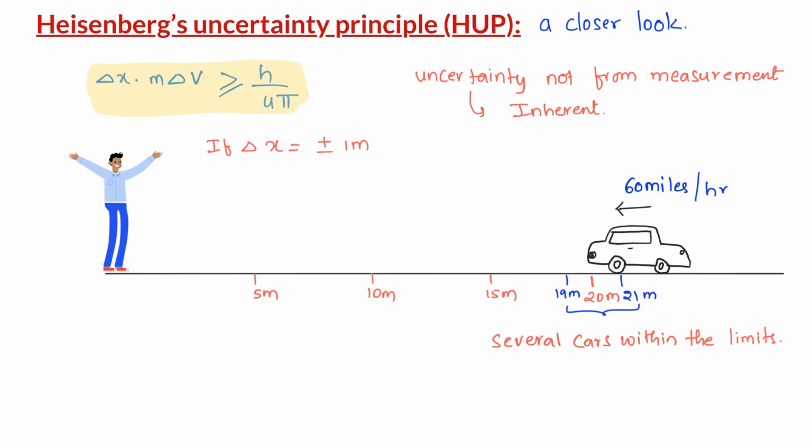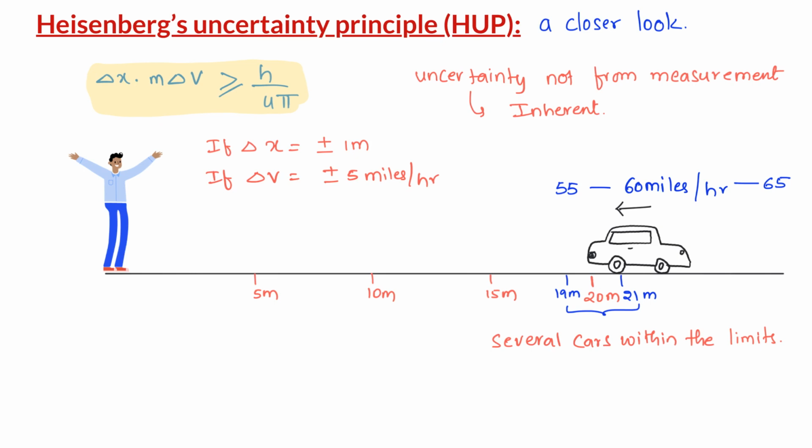Similarly, if we say that the uncertainty in velocity is 5 miles per hour, then the car could be traveling anywhere between 55 miles per hour and up to 65 miles per hour. And there could be several cars, each of them traveling at different velocities within that range. This idea is so counterintuitive when you apply it for the real world around us, but it is quite appropriate for the quantum world.